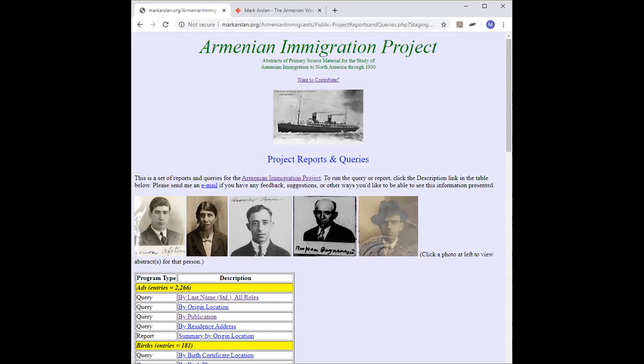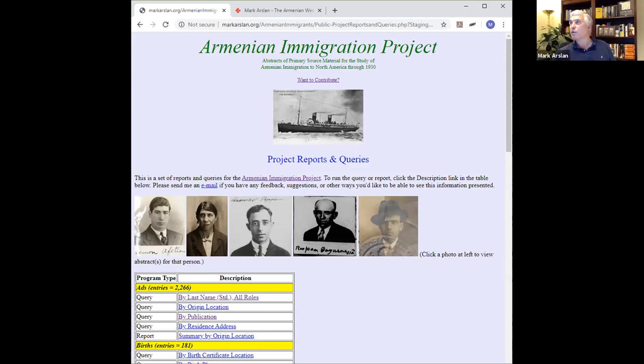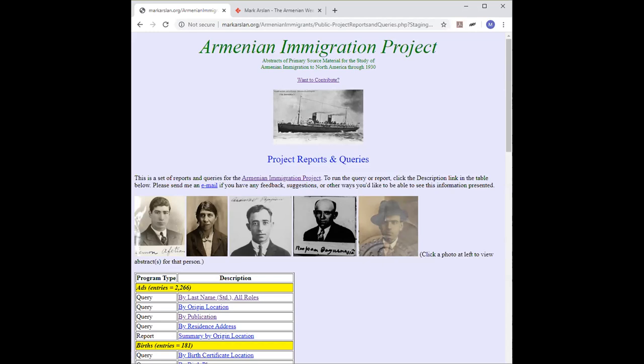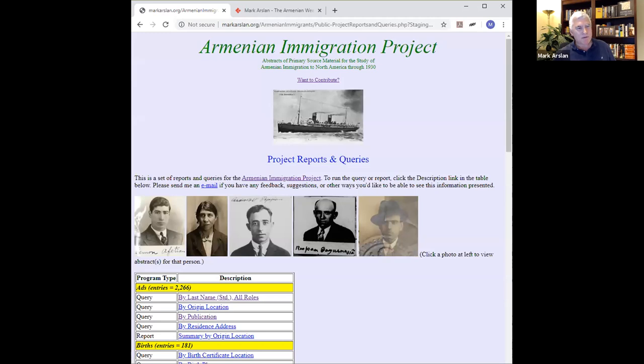Okay, so back to the search screen here, and I need to get through this fairly quickly so people can move on with their evening. But we have two types of searches here. One is queries and the other is a report. A report is just a statistical summary. Give me all the different places where people came from. Give me the top joining addresses. Give me how many people came from each ship, which are kind of interesting.